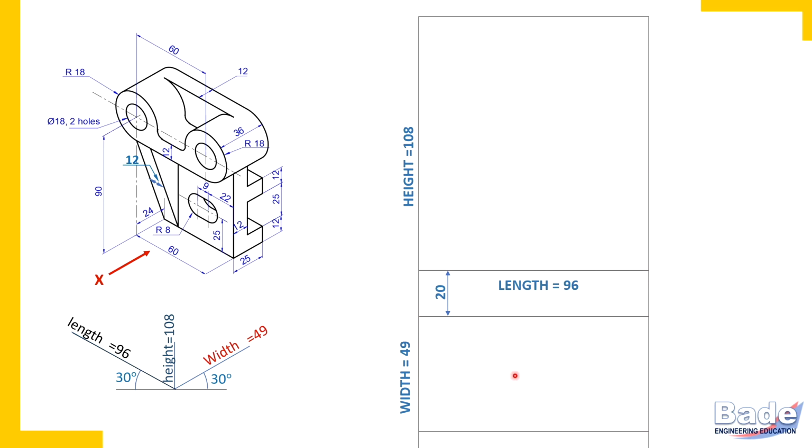Now check whether diagram is symmetrical. As I have told you that one glance is enough to know whether object is symmetrical or not. This is not a symmetrical object. So there will be no axis of symmetry for front view or top view.